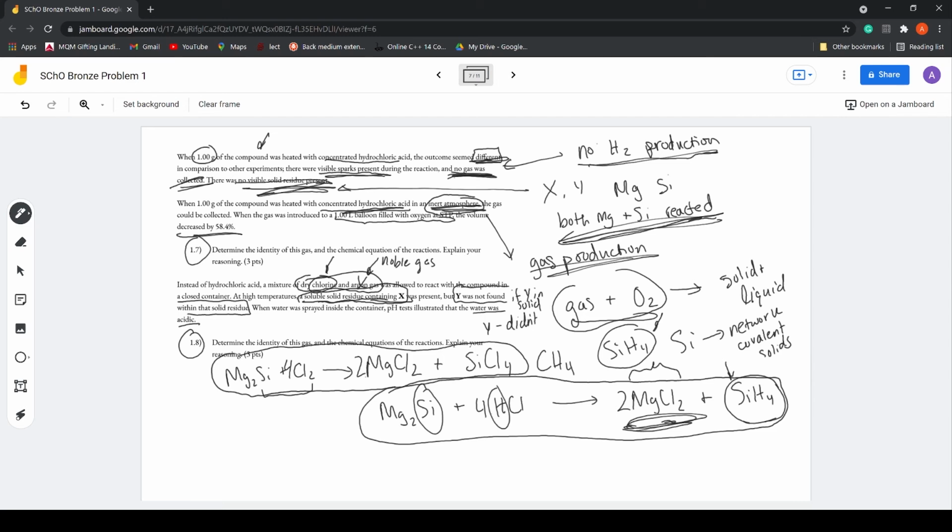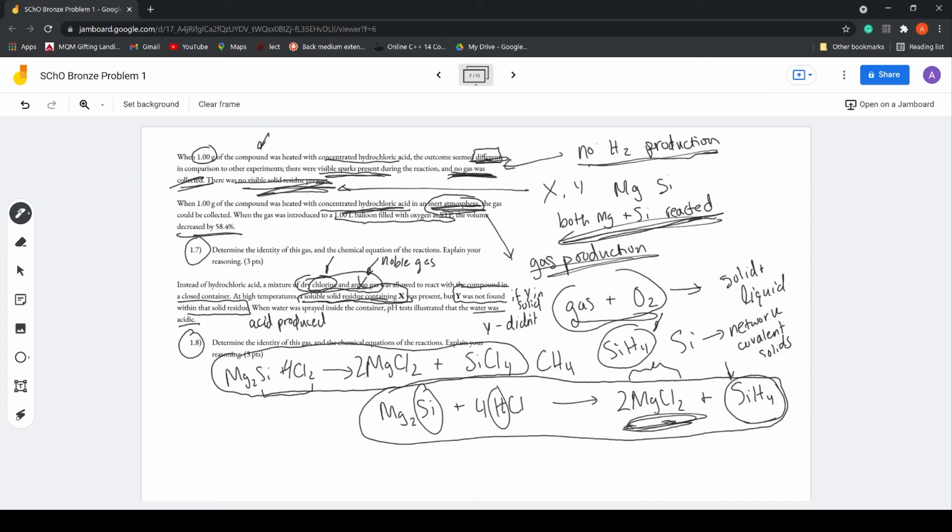But now there's another reaction we have to worry about. When water was sprayed, so remember we had a dry container, now we're spraying water inside the container. pH tests illustrate that the water was acidic. So what does water being acidic mean, right? Water being acidic means that we have some acid that's produced.